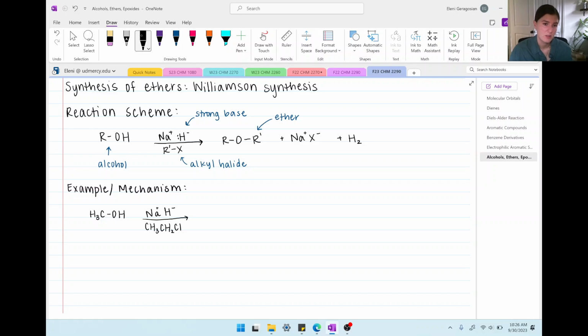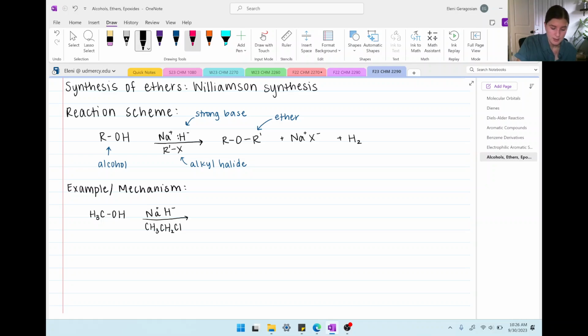And then we'll do chloroethane. So CH3CH2Cl. This is also another reaction where it doesn't necessarily matter what's above the arrow, what's below the arrow. As long as you have these three components present in the reaction, then the reaction will carry through.